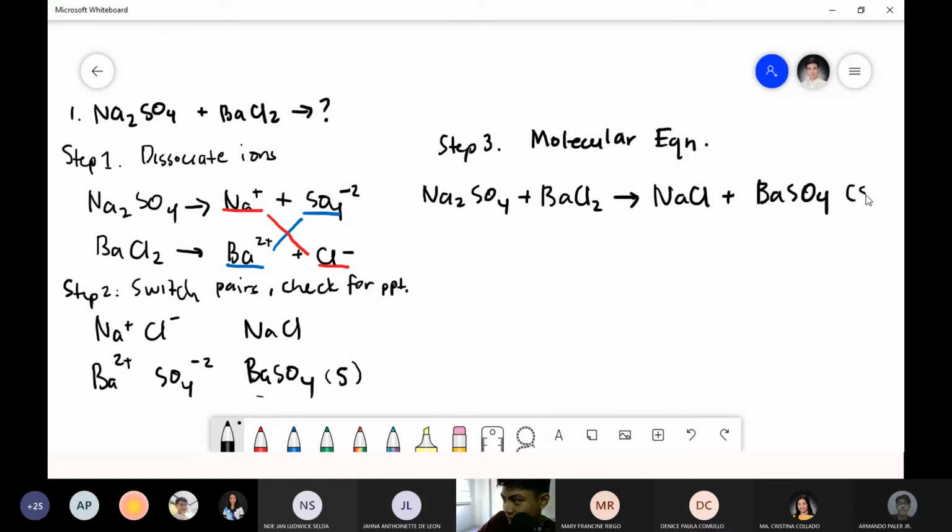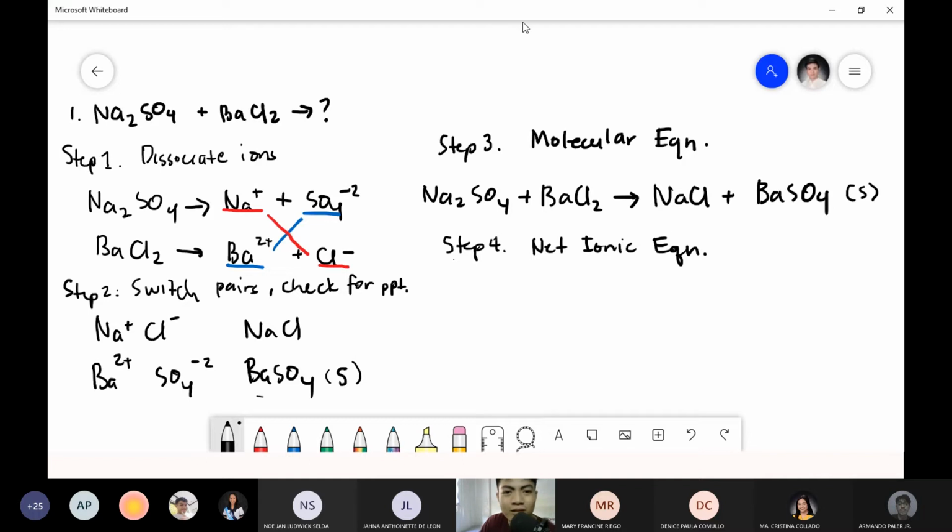Lagyan mo ng letter S. Oops. Yan. So, solid yan. Precipitate yan. So, ibig sabihin may reaction talaga na nangyari. Okay. So, this is unbalanced. So, kayo na bahala mag-balancing yan. Pero unbalanced yan. Okay. So, anyway. So, yan yung molecular equation. Step 4. The net ionic equation.